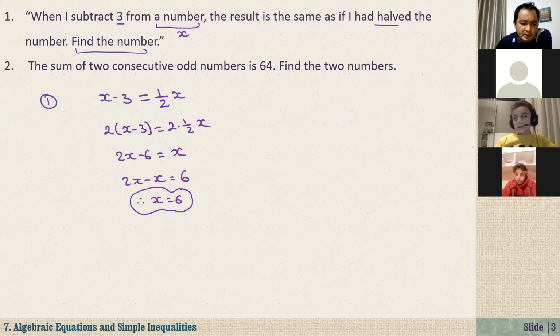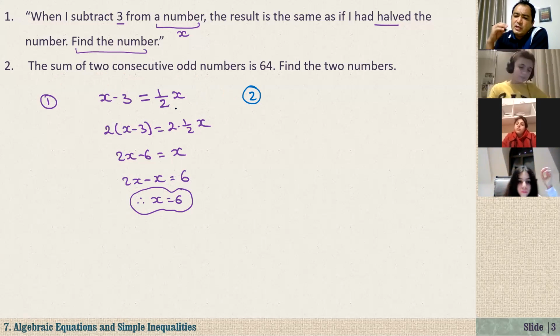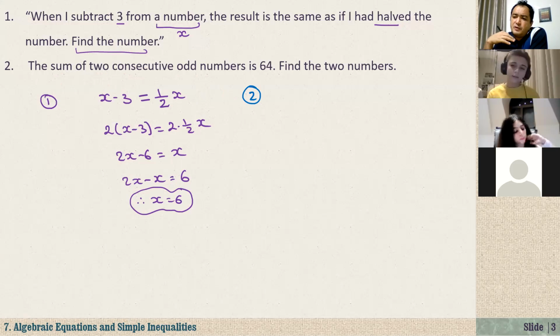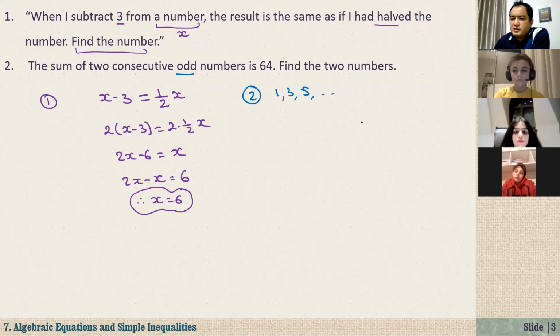And how about the second part? The second part says: the sum of two consecutive odd numbers. What is important here is that you should understand the problems. You should understand the terminologies used in the problems. Otherwise, the problem may be easy, but if you don't understand, you still cannot solve it. We know that the sum of the two consecutive odd numbers is 64. What do we mean by this? We know odd numbers: this is 1, 3, 5, and so on. These are odd numbers, right?